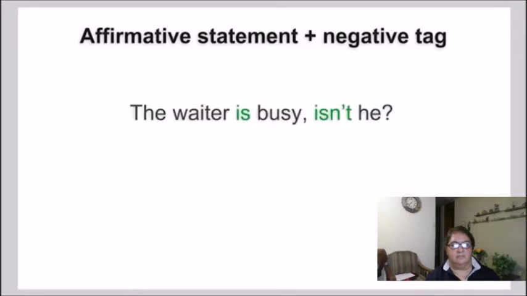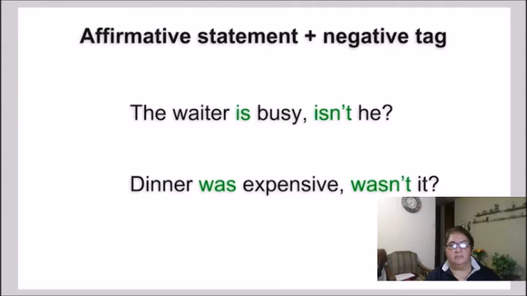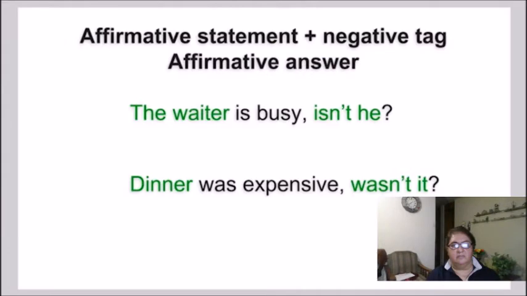As I said earlier, tag questions have two parts, a statement and a tag. With affirmative statements, we use a negative verb in the tag. The verb tense is the same in both the statement and the tag. The waiter is busy, isn't he? Dinner was expensive, wasn't it? Notice, if the subject is a noun, like the waiter or dinner, we change the noun to a pronoun, like he or it, in the tag. When we make tag questions about affirmative statements, we expect to hear affirmative answers.